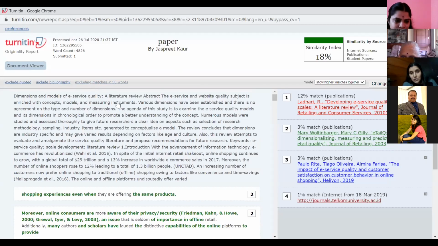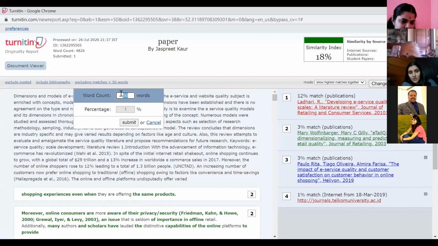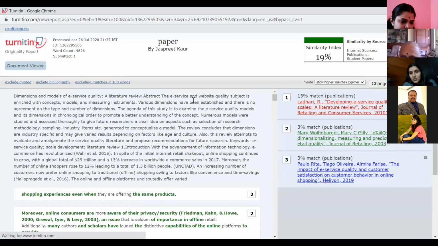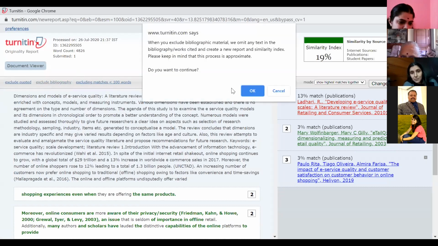Exclude words together, okay, and run plagiarism, okay, submit. My plagiarism is 19%. Settings can also vary, ma'am. That is why at your corner and the other person's corner, the plagiarism is different. There's an option of include bibliography or not include bibliography. So I say exclude bibliography.